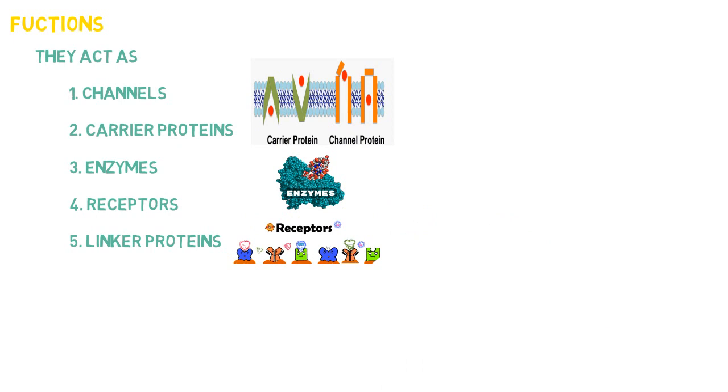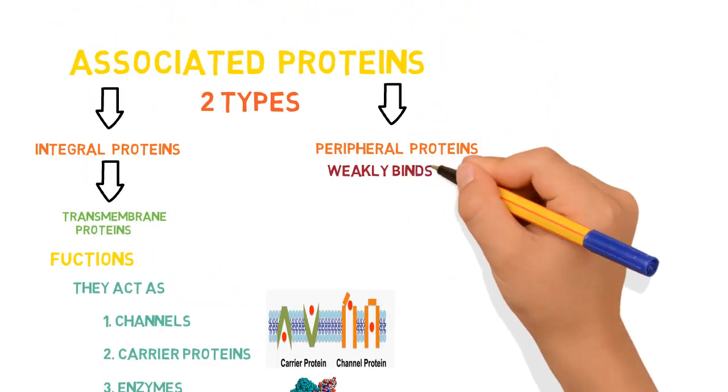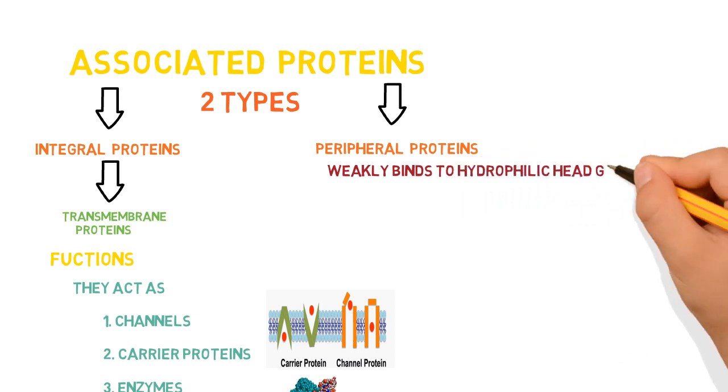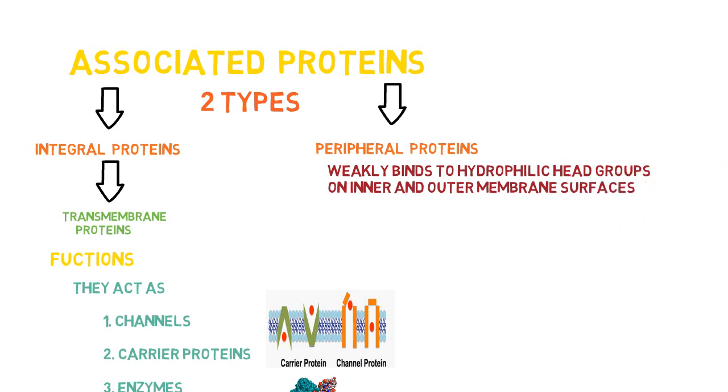The other type of protein present in a cell membrane are peripheral proteins, because they weakly bind to the hydrophilic head groups on both the inner and outer membrane. This was all about the cell membrane.